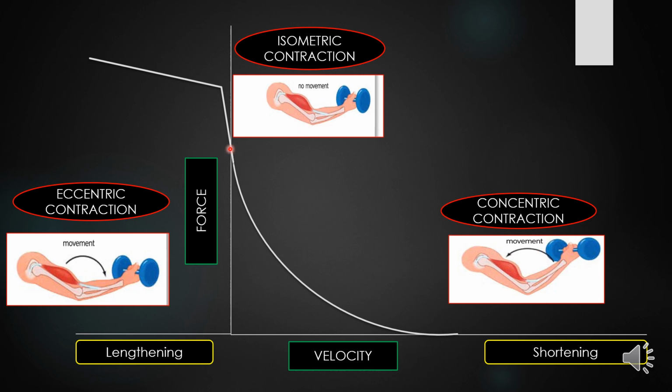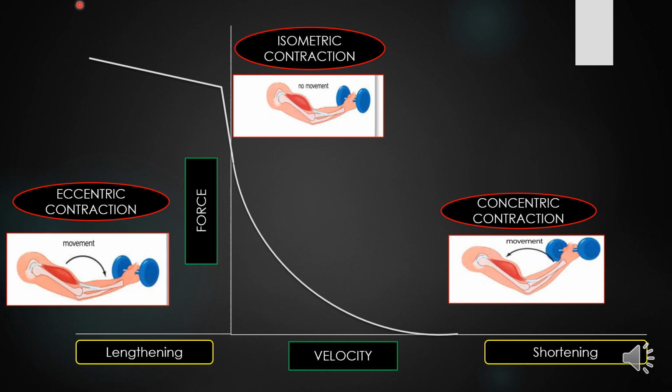So, let us see what is happening during eccentric contraction. As you already know, eccentric contraction means lengthening of a muscle. So here your force is directly proportional to the velocity of contraction in the muscle. So whenever you are training your muscle with a higher weight, the velocity of contraction will be more. And if you are training your muscle with a lower weight, the velocity of contraction will be low.